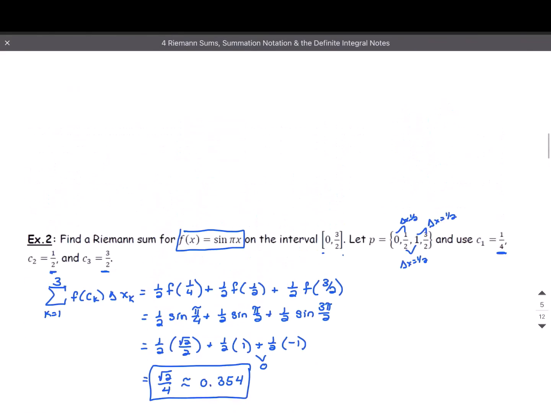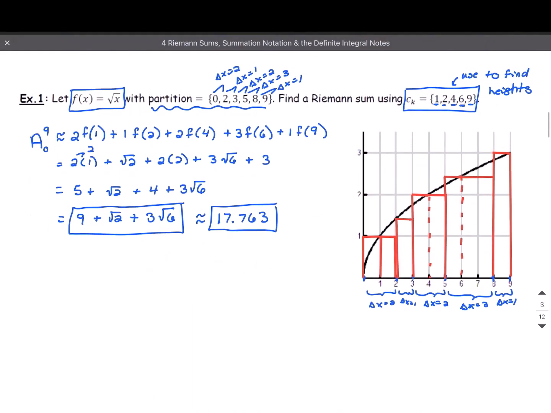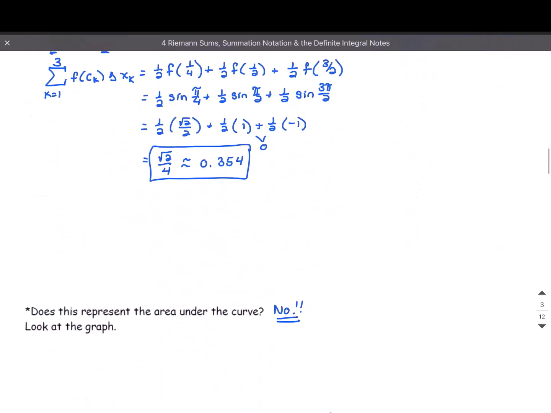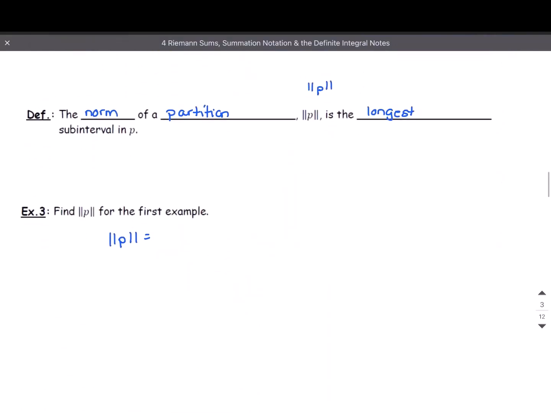So we want to go back to example 1. Here it is. We had delta x is 2, 1, 2, 3, and 1. This is our longest subinterval. So the norm of the partition, the longest subinterval, was 3. That's it. It's the biggest delta x. That's all it is, okay?